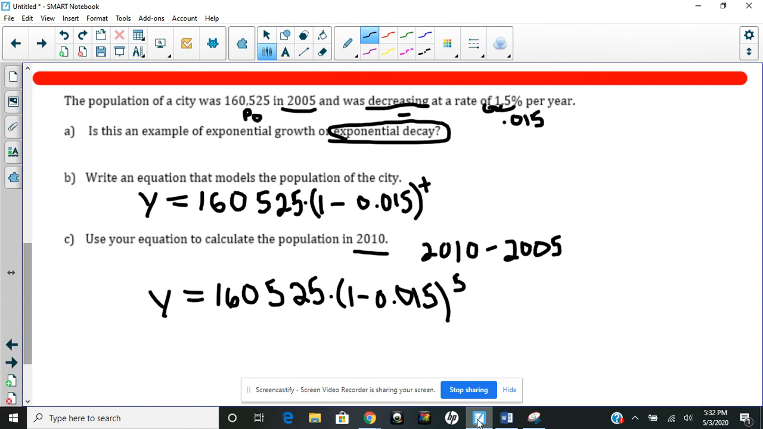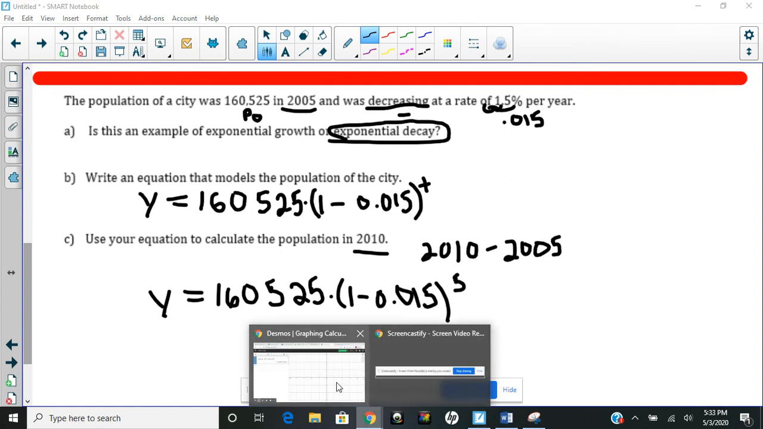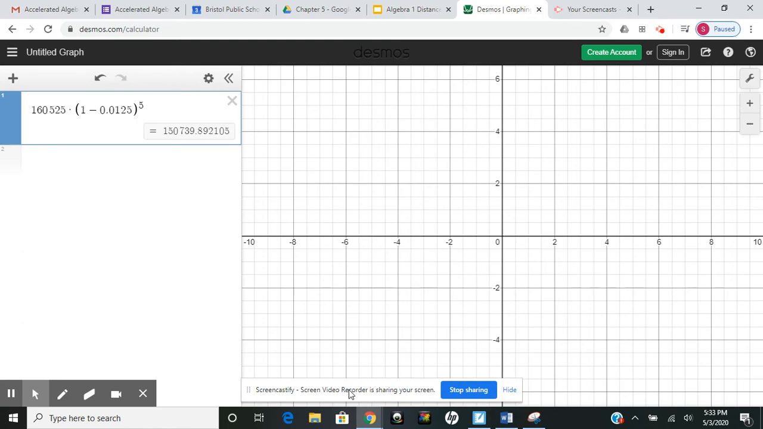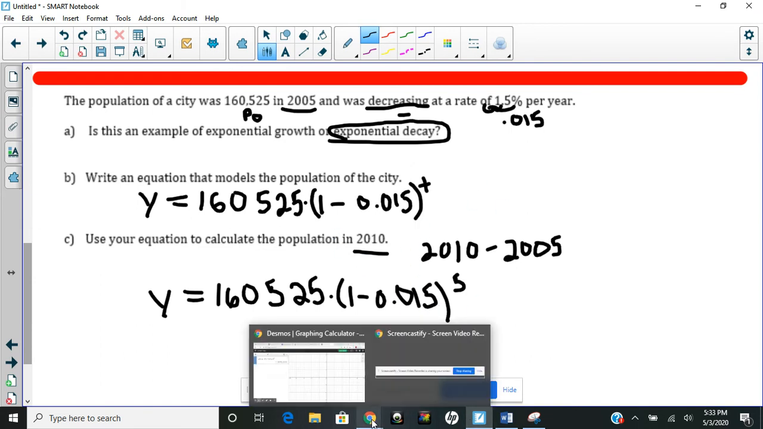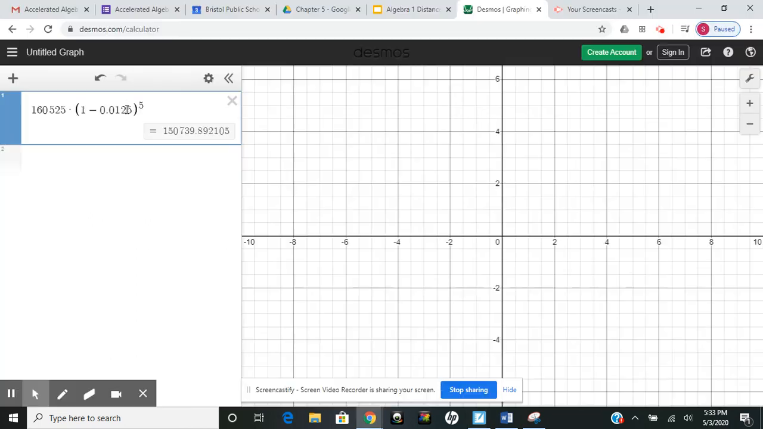And I'm just going to check to make sure I got that right. 160,525, 1 minus point, oh, see, I made a mistake. 0.015 to the fifth. So right here, we have our answer.